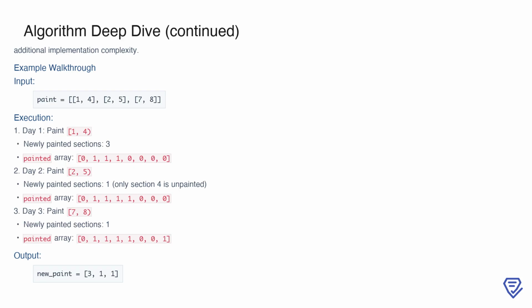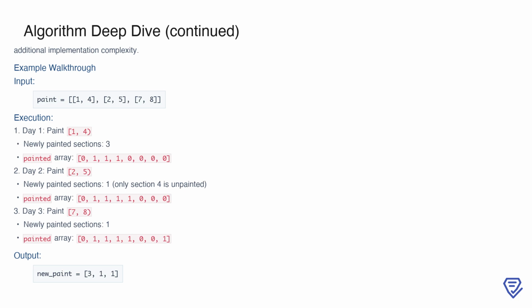Let's walk through an example to see the algorithm in action. Suppose the input is paint equals [[1, 4], [2, 5], [7, 8]]. On day 1, we paint the interval [1, 4]. This results in 3 newly painted sections, and the painted array becomes [0, 1, 1, 1, 0, 0, 0, 0]. On day 2, we process the interval [2, 5].